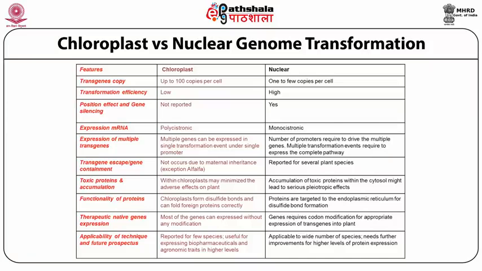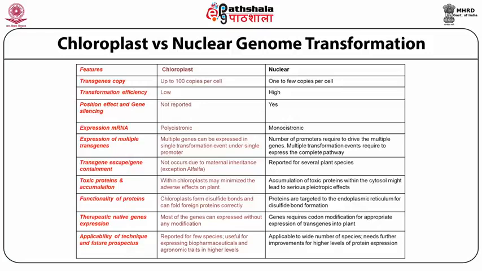Chloroplast and nuclear genome transformation: you may be interested in the difference between chloroplast and nuclear transformation, because both are transformation. Some people put the gene in the chloroplast, some put the gene in the nucleus. There is a unique feature of each. For transgene copy number, there are more than 100 chloroplast genomes per cell, so you are inserting more than 100 copies of your gene of interest. So expression is very high compared to nuclear transformation, where you can express one or two copies.